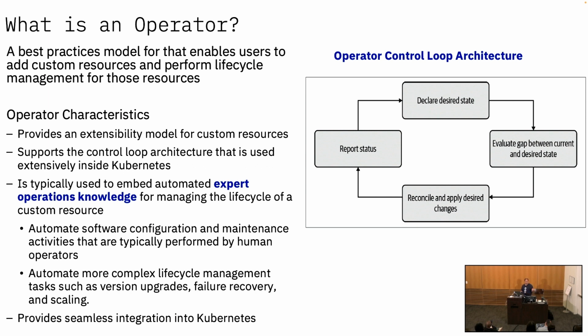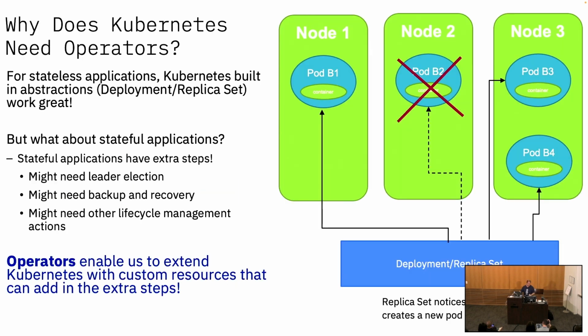The reason they call it an operator is that it's a piece of code that typically has embedded in it the actual knowledge of what your systems administrator operator would do. It's going to do automated software configuration and the stuff typically done by a human operator. It's going to typically handle the more complex lifecycle management, version upgrades, failure recovery, scaling. And the nice thing about operators is seamless integration in Kubernetes. It's real hard to tell the difference between a basic Kubernetes resource and an operator custom resource.